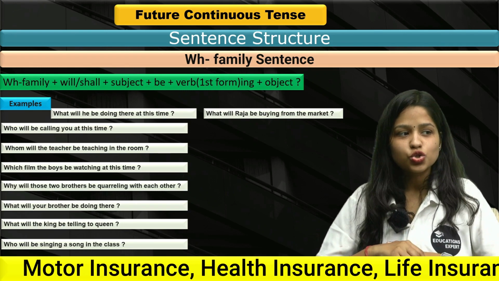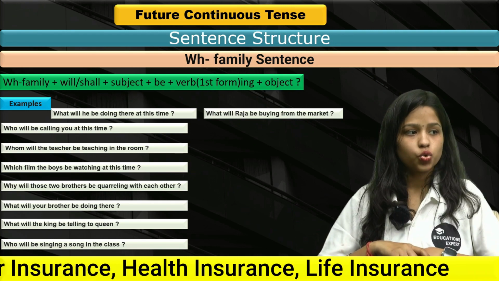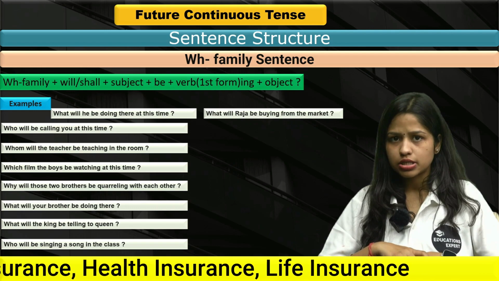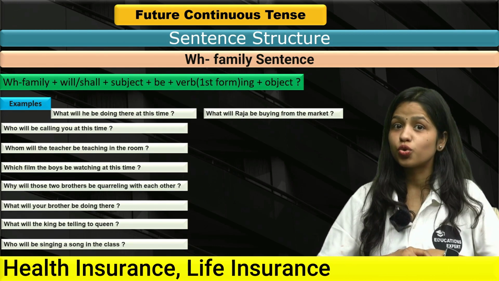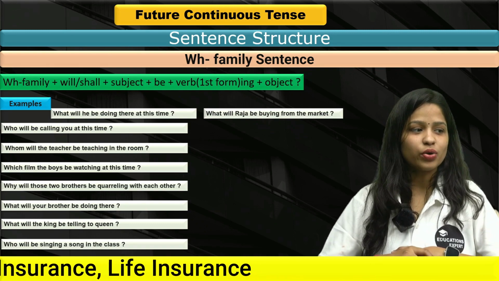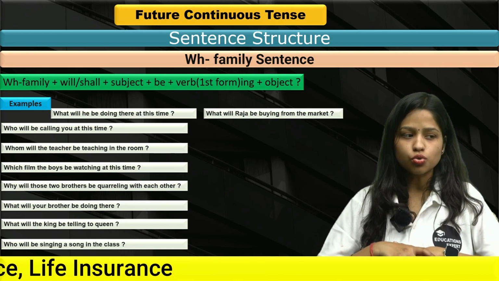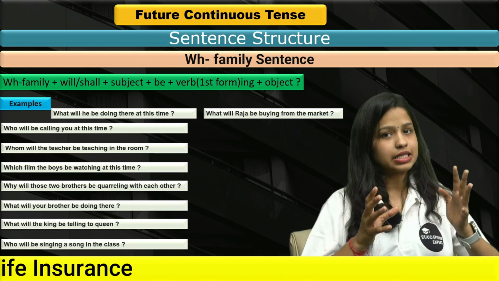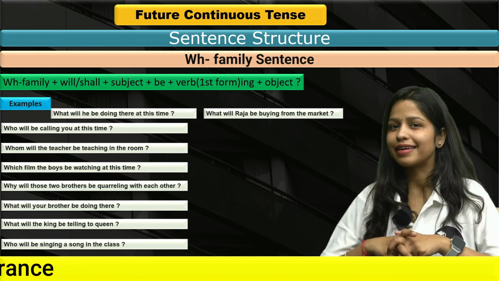Why will those two brothers be quarreling with each other? What will your brother be doing there? Come on, tell me, what will your brother be doing there? What will the king be telling the queen? I want to know that. I'm curious to know that. Next up we have, who will be singing a song in the class? Where will those two girls be going? And last but not least, what will Raja be buying from the market?